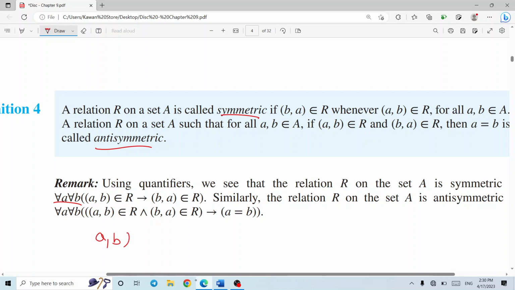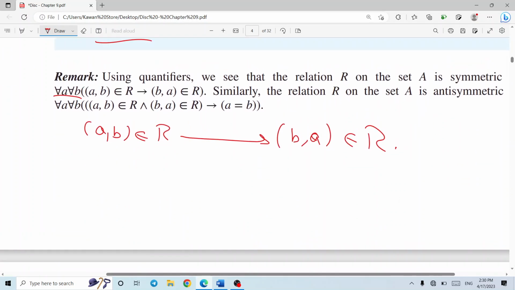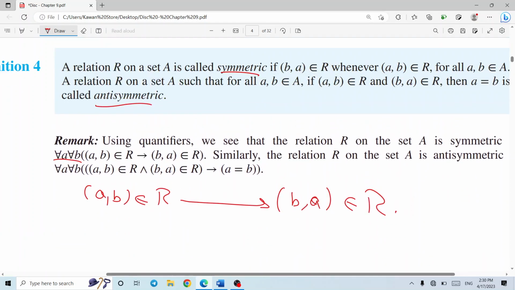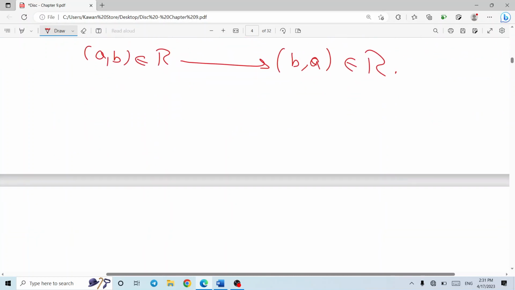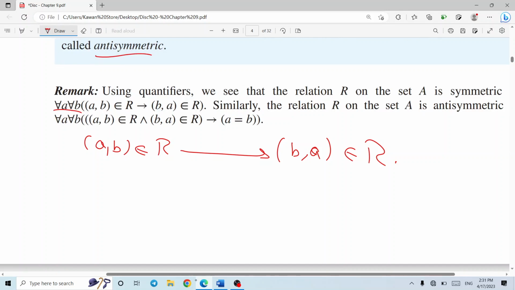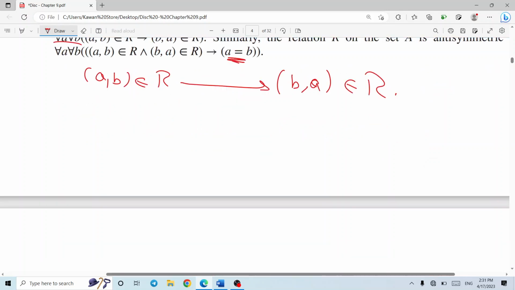If I have A and B, then we should have B and A. For example, if I have 1 and 2, I should have 2 and 1. A and B, B and A. Understanding? Good. Then what's the anti-symmetry? Anti-symmetry: if we have A and B, we don't have B and A, or as he told you, they are equal.